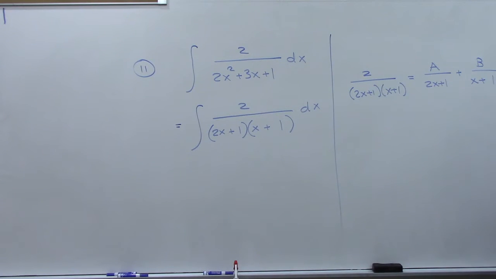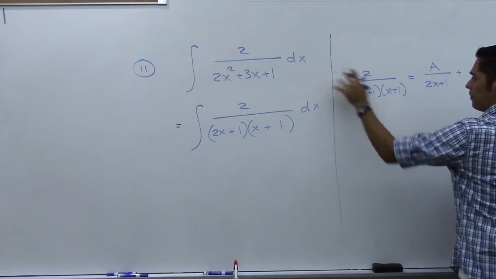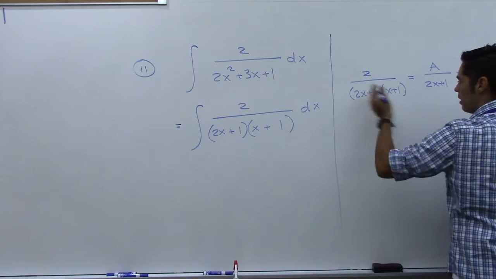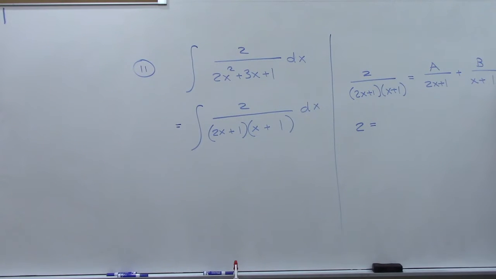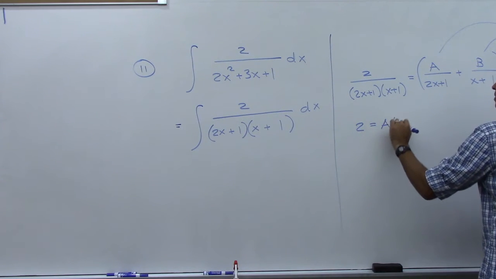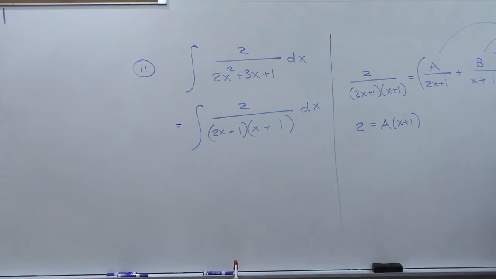So same game we just played on the previous problem. I multiply both sides by the LCD, which is this. So I multiply it over here, everything goes away, we're left with 2. Multiply this over here, I think I'll write it down for you, 2x plus 1 times x plus 1. I'm going to multiply that entire right side, so it's going to go here and here. When it goes from here to here, the 2x plus 1's cancel. I'm left with a times x plus 1. When I multiply here to here, the x plus 1's cancel. I'm left with b times 2x plus 1.